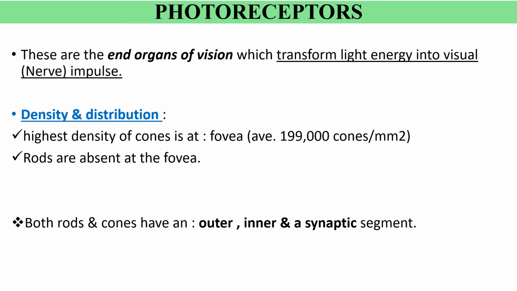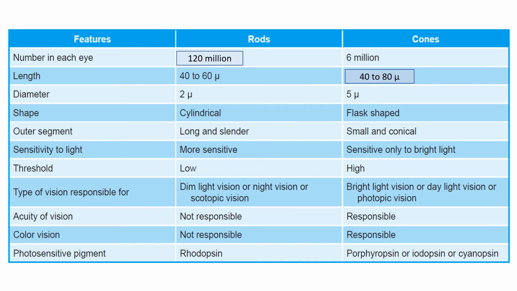The cones are present in high density at the fovea, whereas the rods are absent at the fovea. Here you can see the differences between the characteristic features of rods and cones. There are about 120 million rods and 6 million cones present in each human eye. The diameter as well as the length of cones is larger than the rods. Rods are cylindrical in shape and cones are flask shaped.